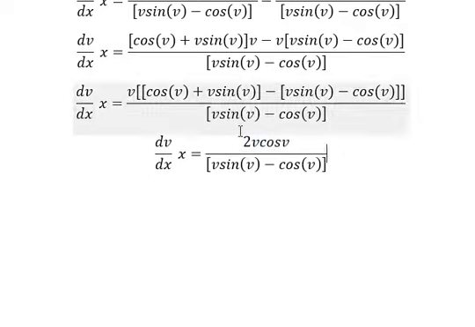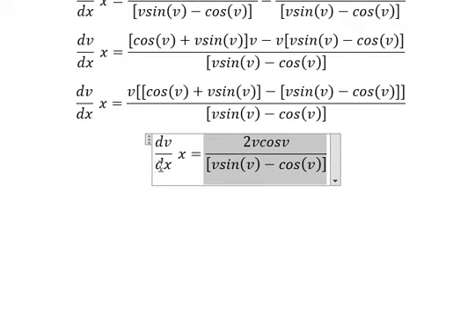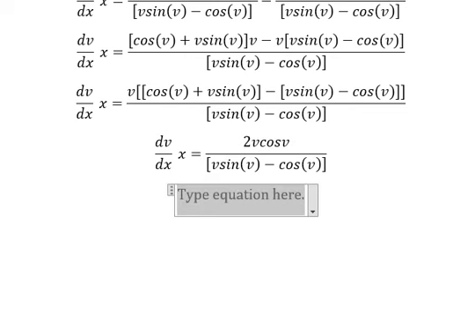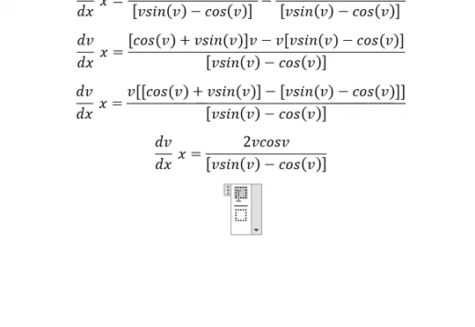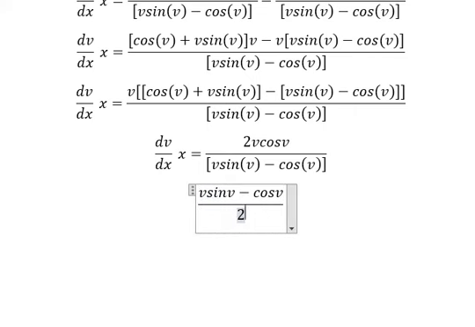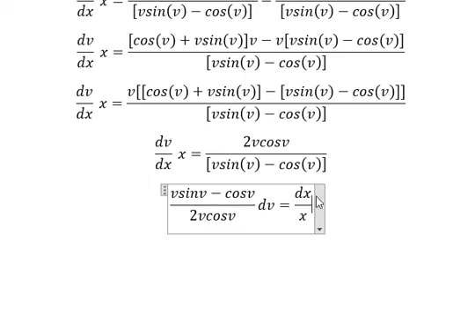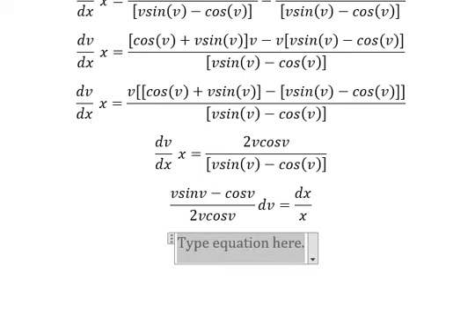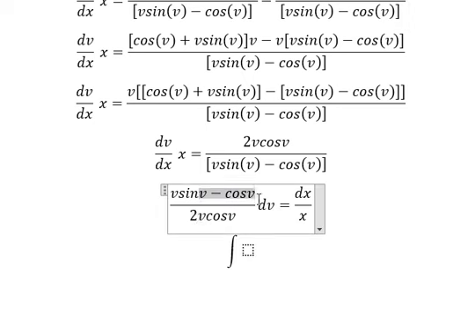Next, we put this one to the left, and the x and x go to the right. So we will have v sine v minus cosine v over 2v cosine v, and we have dv equals dx over x. Next, we need to put the integration for both sides.